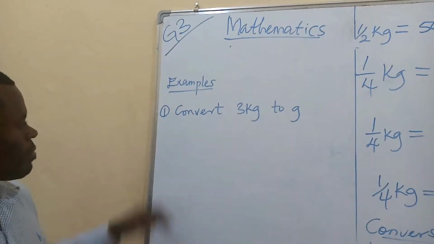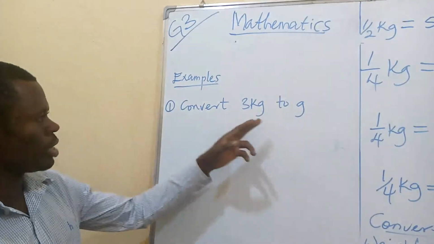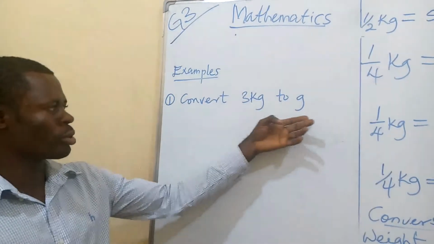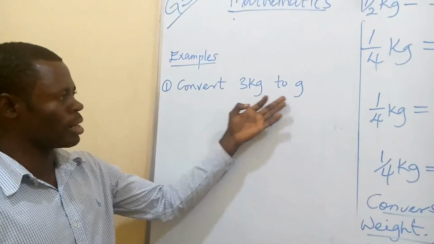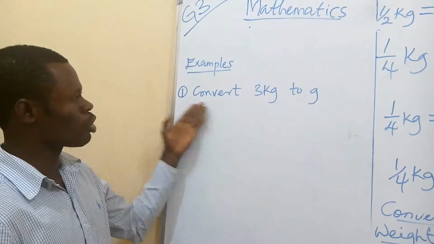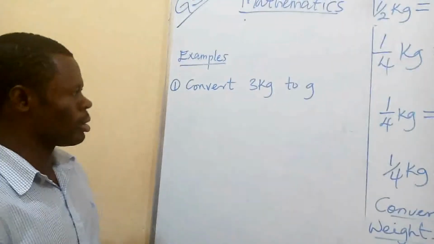The example we have here is example 1. Convert 3 kilograms to grams. That is, convert 3 kg. Kg stands for kilogram, please take note of that, and g stands for grams. So convert 3 kilograms to grams.